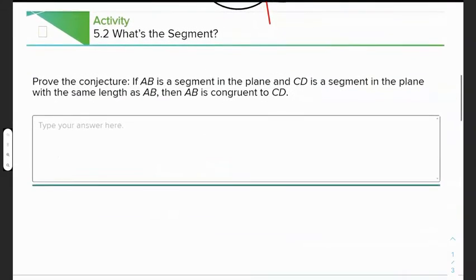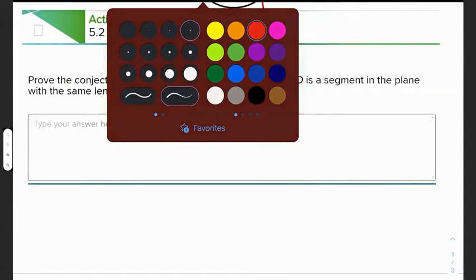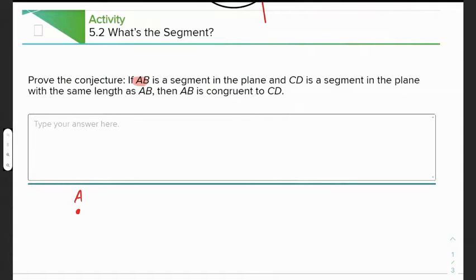What about segments? Now they're getting a little more interesting. Segment AB. So let me draw that. We've got A to B. And we're proving that if AB is a segment in the plane and CD is a segment in the plane, and they have the same length as AB, then AB is congruent to CD.